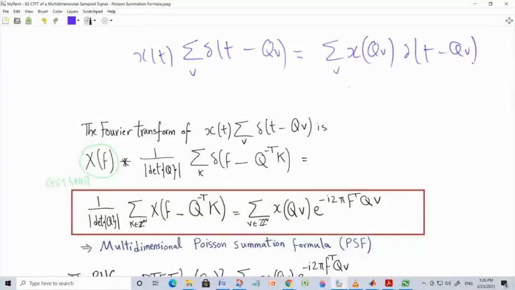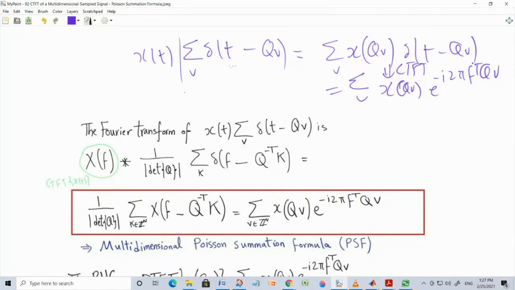Then you can take the CTFT of both sides, assuming that, since the CTFT is an integral, you can interchange the order of integration and infinite summation. Then when you do the CTFT, this is x of qv, but then you take the CTFT of the Dirac delta, so that's the shift. So this will be e to the minus i 2 pi f transpose qv. What will happen on the other side?